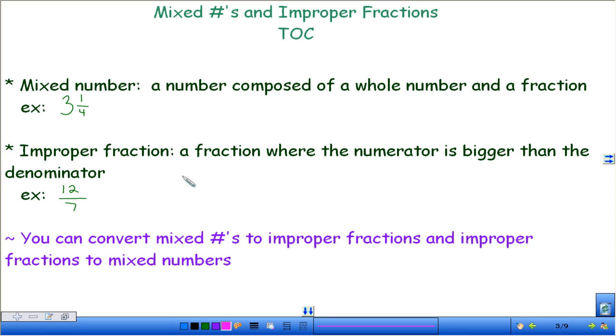All right, a mixed number is a number composed of a whole number and a fraction. So I gave you guys an example, 3 1/4. The 3 is your whole number, the 1/4 is your fraction. Go ahead and come up with an example on your own.